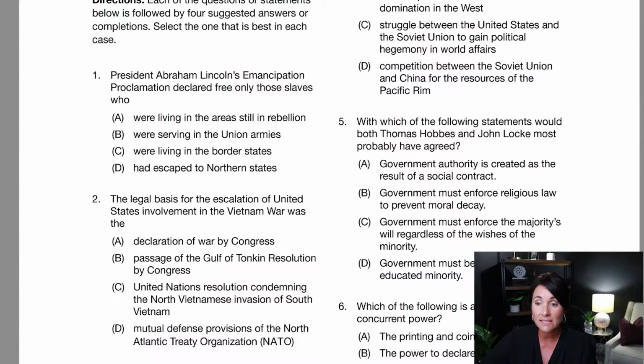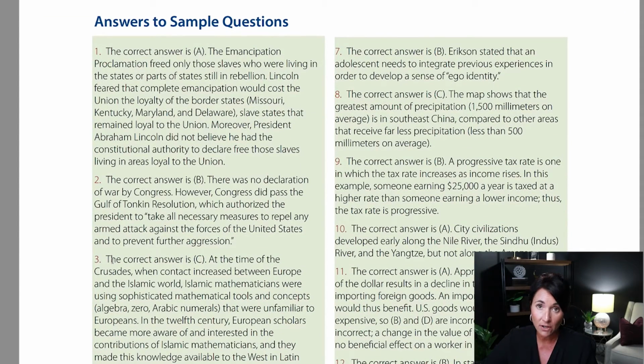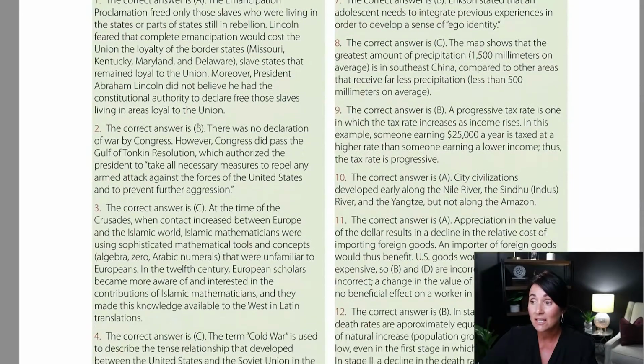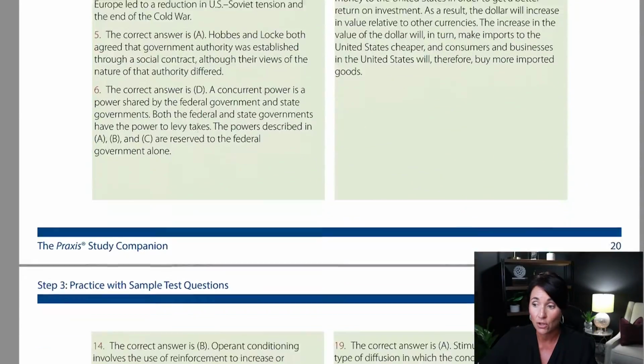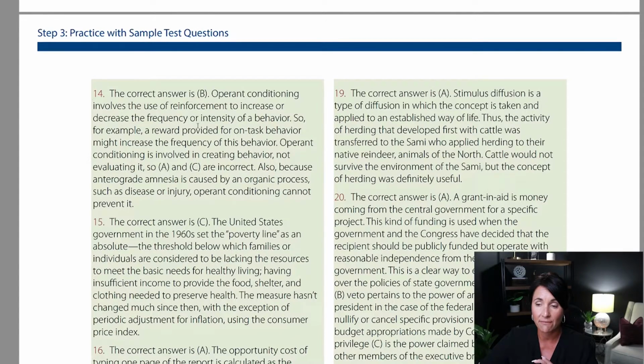They also have detailed answer explanations, which a lot of other companies don't. And there's a lot of information in the answer explanations. So whether you get the question right or wrong, be sure you are looking at the answer explanations, because there's always going to be something in there. You can see here just for question 1, it says Lincoln feared that complete emancipation would cost the Union the loyalty of the border states, which are Missouri, Kentucky, Maryland, and Delaware. Maybe you didn't know what the border states were, and there it is. That's not anything to do with the question. It's just more information. So you can see that these answer explanations are packed full of really important information. So definitely check those out.